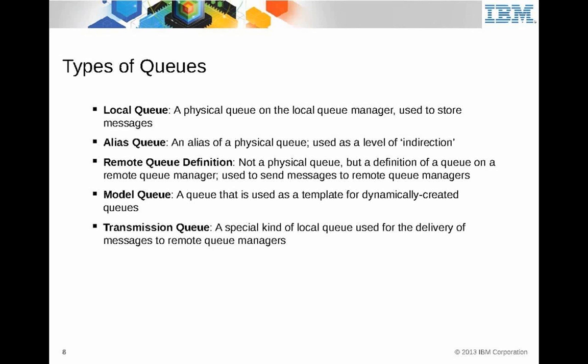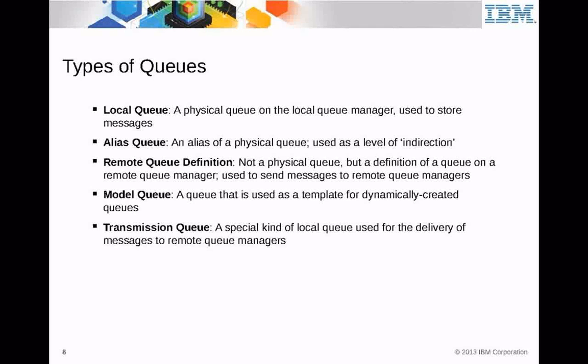A model queue, in situations where you have maybe a lot of clients connecting to a queue manager, you may decide you don't want them all to have their own queue. And so you would define a template, a model queue, and then each client could connect in and say, give me a queue that looks like the model. And then they would get their queue, they could do their work, and when they go away, their queue would go away with them.